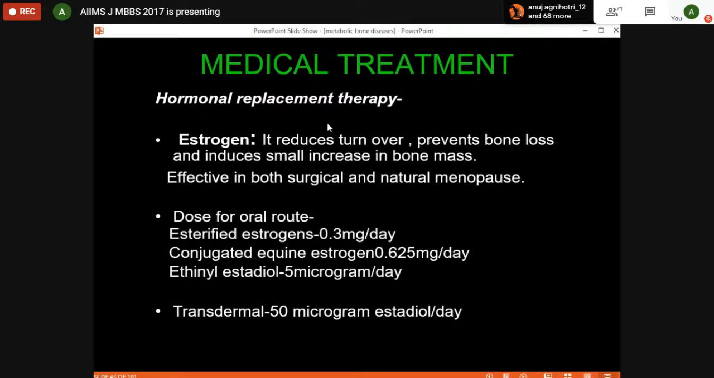And what are the medical treatments? Like hormonal replacement therapy, estrogen. Estrogen usually reduces turnover, prevents bone loss and induces a small increase in bone mass. For the oral route, esterified estrogen is usually used at 0.3 milligram per day. Conjugated equine estrogen is used at 0.6 to 5 milligram per day, and ethinyl estradiol is 5 microgram per day. By the transdermal route, 50 microgram estradiol per day is required.